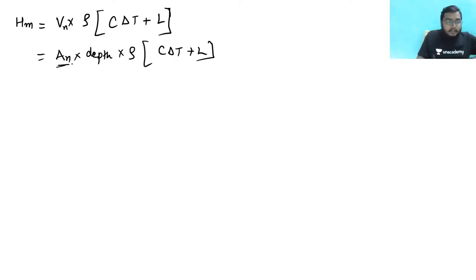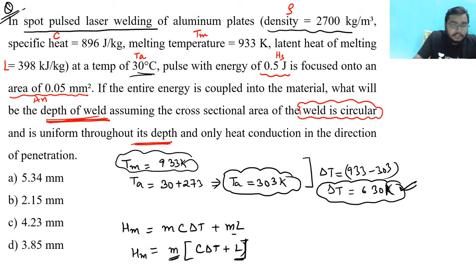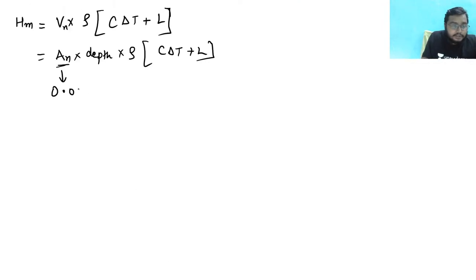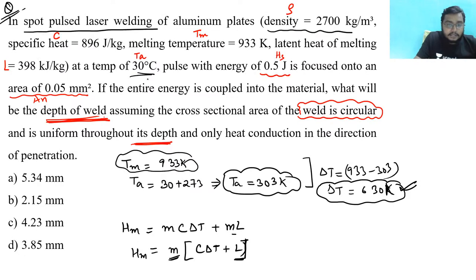Now understand, what is the area of nugget given? In this question, it is given as 0.05 mm square. So write it here, 0.05 mm square. What is the depth? Depth you don't know, you have to calculate. What is the density? The density is 2700 kg per meter cube. Clear, kg per meter cube.